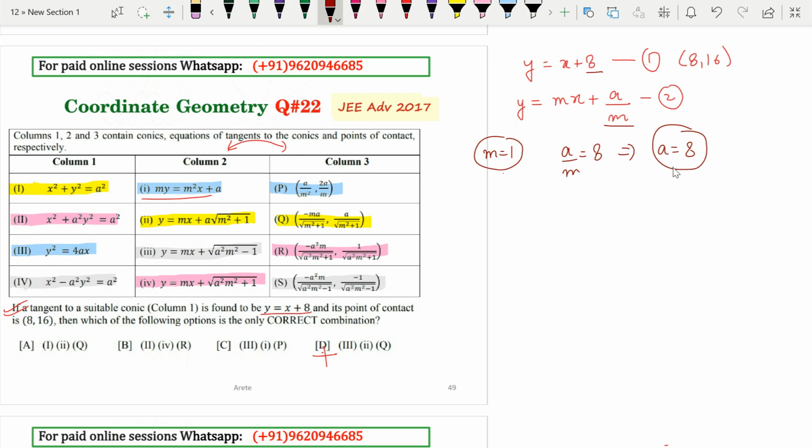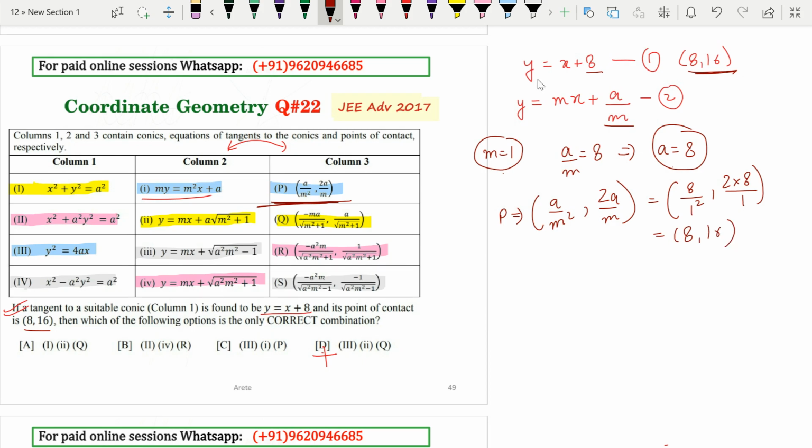Now who is going to test whether I'm correct or not? This point of contact. Just go ahead and check whether this point a by m square comma 2a by m, with this we are going to get what they have given you. Okay, 8 comma 16. Let's check it out. So a is 8 and m is 1. So actually it does, right? You are getting 8 comma 16, which is the point of contact. So both are satisfied.